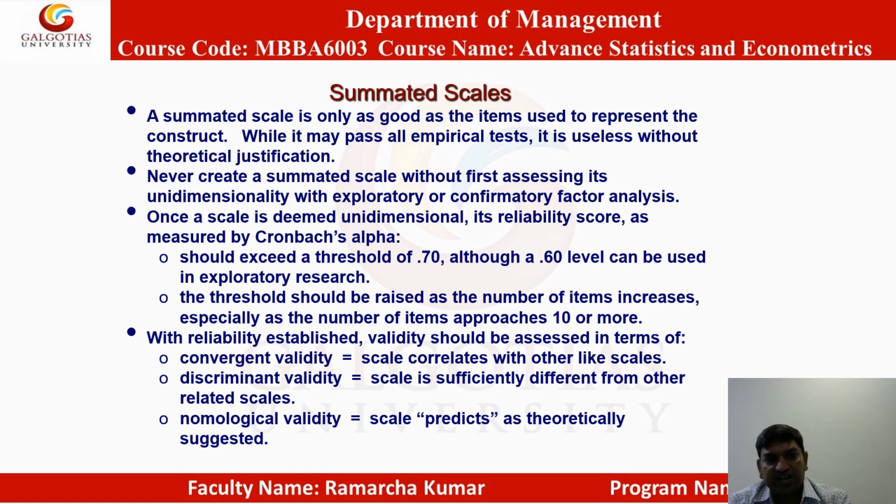With reliability established, validity should be assessed in terms of convergent validity, where scales correlate with other like scales; discriminant validity, where a scale is sufficiently different from other related scales; and nomological validity. That means the scale predicts as the theory suggests.